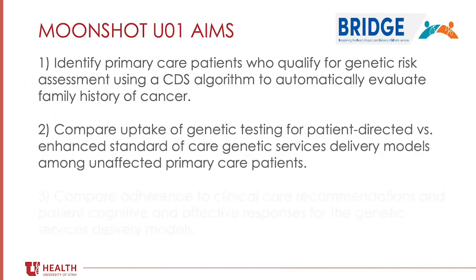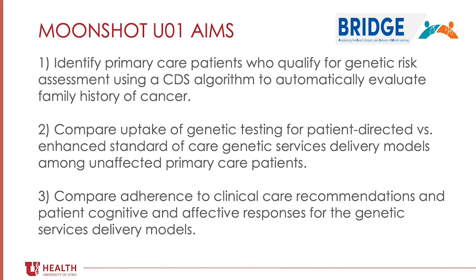So we have had the opportunity to utilize the informatics infrastructure developed through the U24 in our recently funded U01, which is now in its second year. We call the U01 Bridge, broadening the reach, impact, and delivery of genetic services. Its first aim is to identify primary care patients who qualify for genetic risk assessment using a CDS algorithm to automatically evaluate family history of cancer. So as you can see, this is an opportunity to integrate with the informatics infrastructure as well as disseminate it to a second site at NYU.